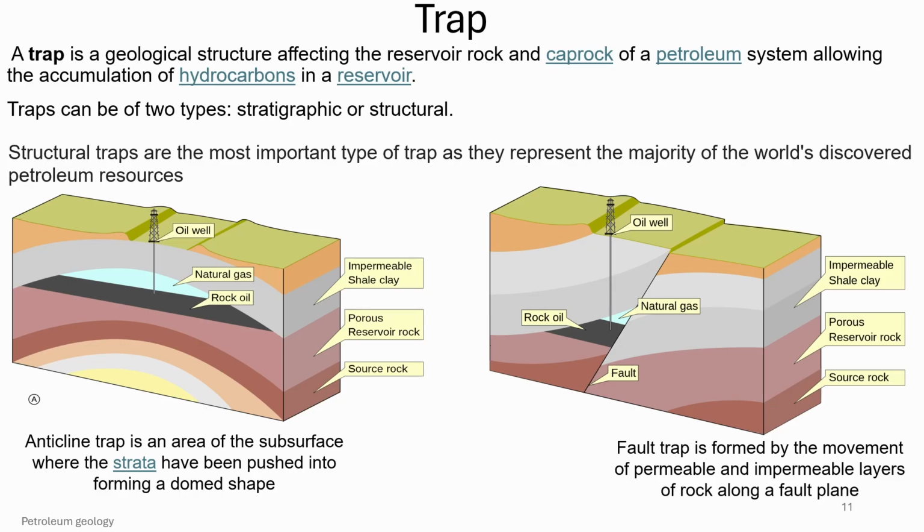A trap is a geological structure involving the reservoir rock and caprock that allows hydrocarbons to accumulate. Traps are commonly divided into structural traps and stratigraphic traps. Structural traps are especially important because they represent a large portion of discovered petroleum resources worldwide. Two classic structural traps are the anticline trap, where rock layers are folded into a dome, and the fault trap, where permeable and impermeable layers are juxtaposed along a fault.